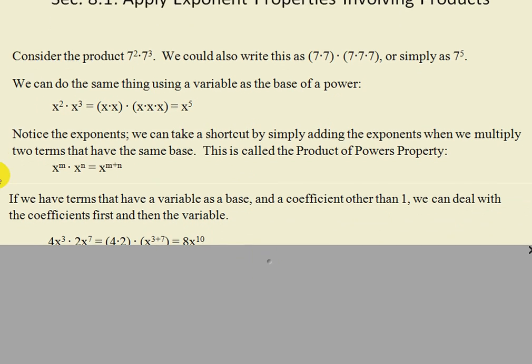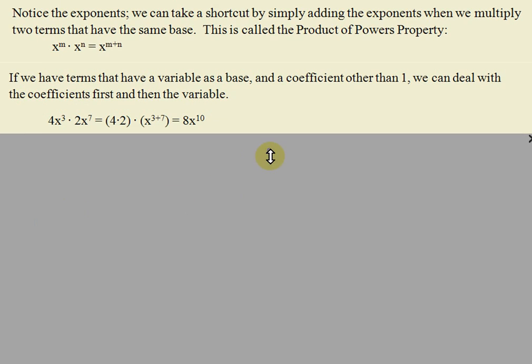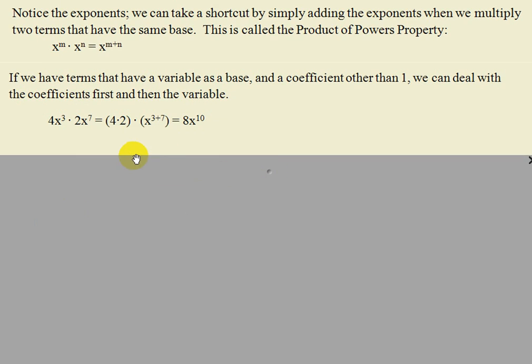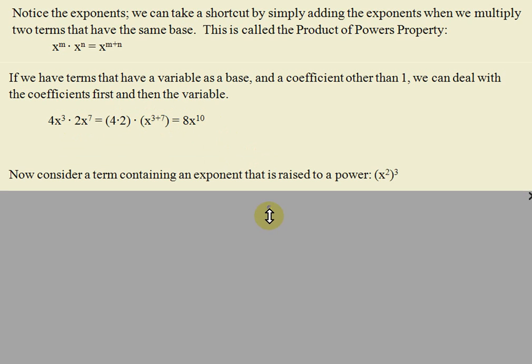Now, if you have coefficients other than 1, which will be very common, we can deal with the coefficients separately. So notice when you have 4x cubed times 2x to the 7th, this is really 4 times x cubed times 2 times x to the 7th, but we can multiply in any order that we want. So if we want to deal with our coefficients first, we have 4 times 2 out front, and then deal with x to the 3rd times x to the 7th, which is x to the, add the powers together, 3 plus 7, and we get 8 times x to the 10th.